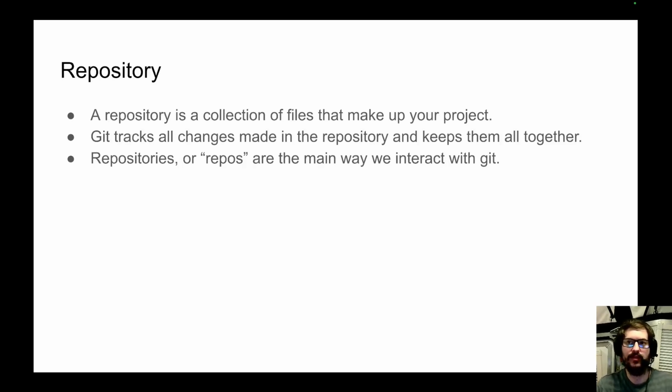Repositories. You will have multiple Git repositories in your career. It's very common. They're not too expensive to create. Repositories are essentially just collections of files that make up projects. Git tracks all changes made to the repository, and it keeps all of those changes in a history. This is the main way we interact with Git, through repositories. So you download a repository, you upload to a repository. They're also commonly known as repos. That's just the short term. So if you hear someone talk about repos, they usually mean a code repository.